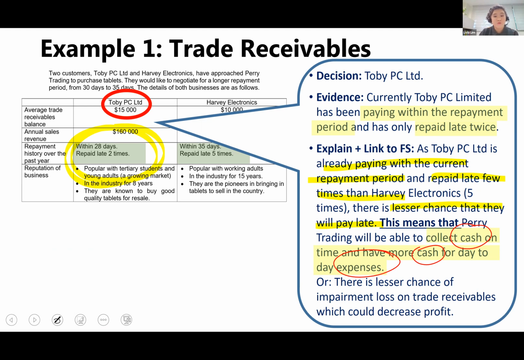Apart from that, you could also say, because of this, there is a lesser chance of impairment loss on trade receivables if you extend credit to Tony PC Limited. And that's good because impairment losses on trade receivables actually decrease profit. So again, where is the financial statement link? You can see that I've used this term, impairment loss on trade receivables, as well as profit, which is a financial statement link. So this is example number 1. Now remember that this is a video, so you can pause me and rewatch anytime you need.